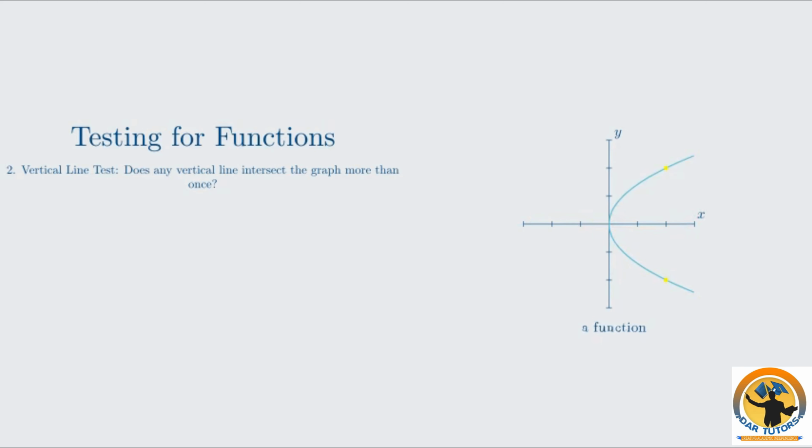Finally, let's test this graph. If we draw a vertical line, we can see it intersects the curve at 2 different points. Because we found at least one vertical line that crosses the graph more than once, this relation is not a function. Let's practice with a few more examples from your notes.